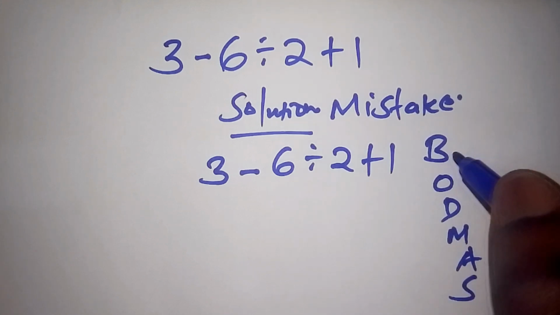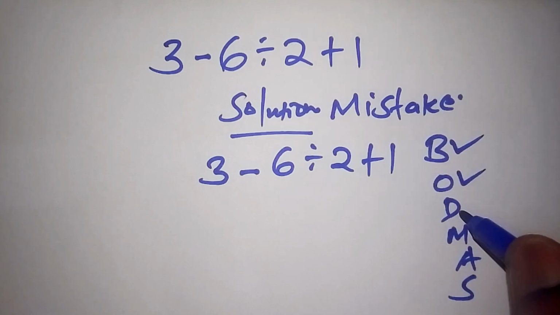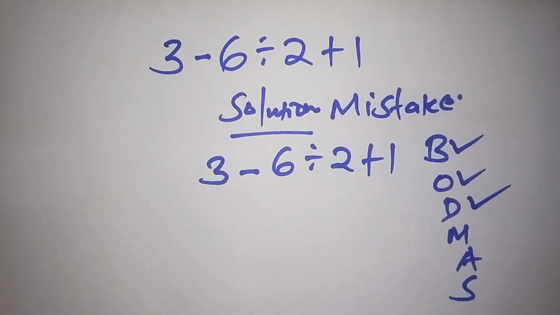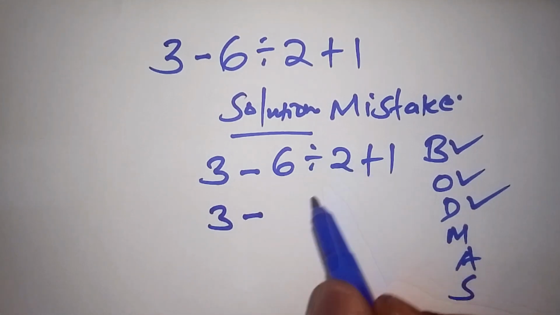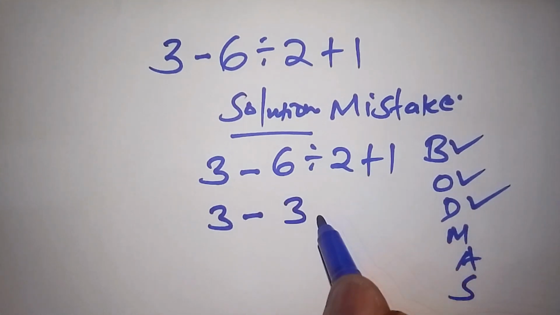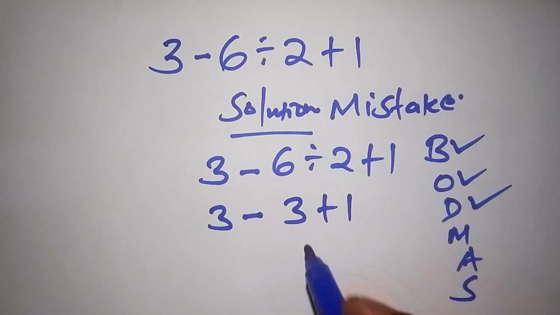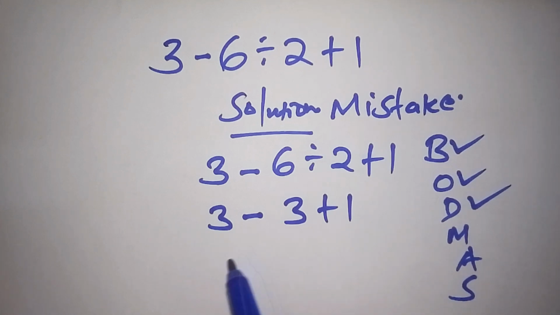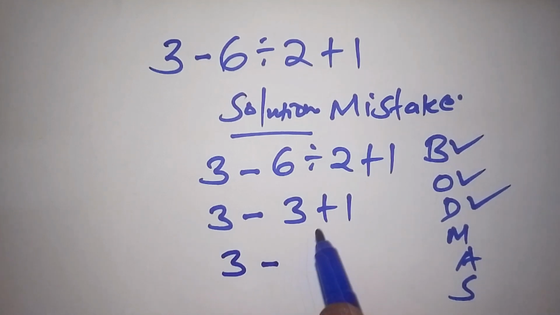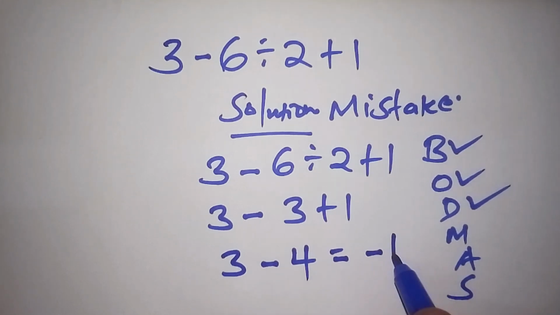B stands for bracket, so we don't have a bracket, and we don't have an of. Then we have the division, so let's work out the division. So now we shall have 3 minus, 6 divided by 2, we shall have it as 3, then plus 1. Then finally, we shall move to the addition sign because we cannot work out the subtraction first. So here we shall have 3 minus 3 plus 1 is 4. Then finally, 3 minus 4, the answer shall be minus 1.